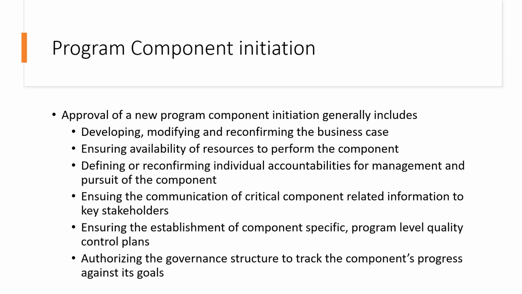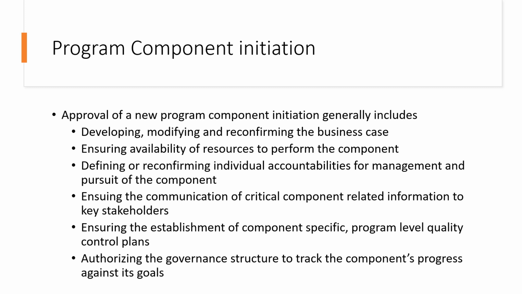So let's now understand, for example, the program steering committee or a program governance board wants to approve a new program component that has been proposed by a program manager. What are the things they will generally include in that activity? Those are developing, modifying, or reconfirming the business case, right? So whenever you're adding a new component, the governance body will look at the business case: whether a new business case is developed, or an existing business case is modified or reconfirmed, right?